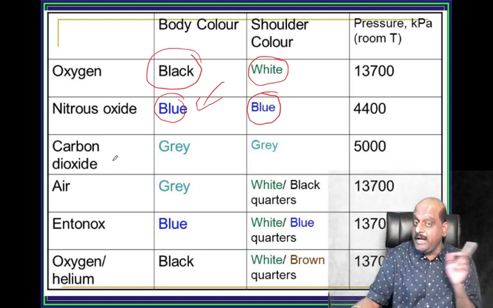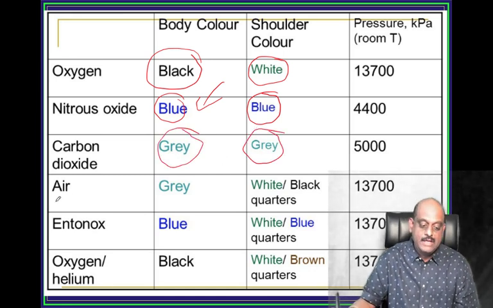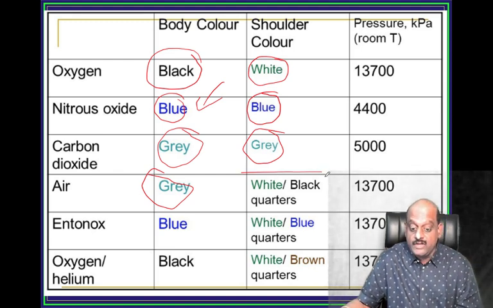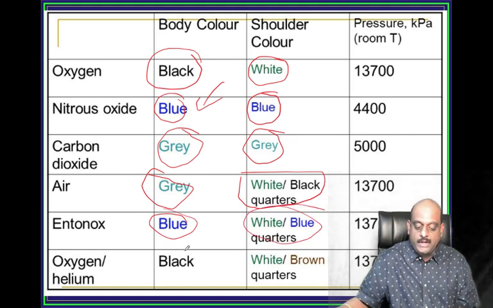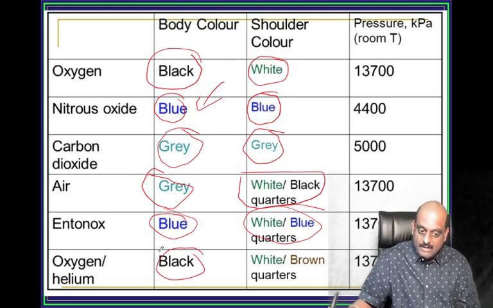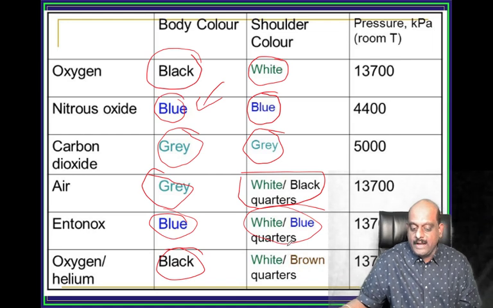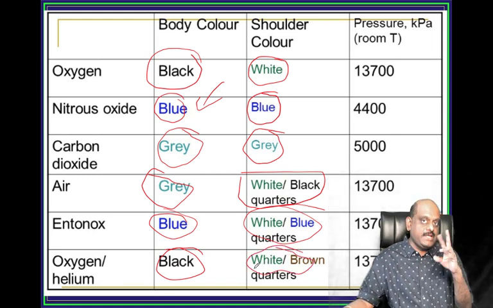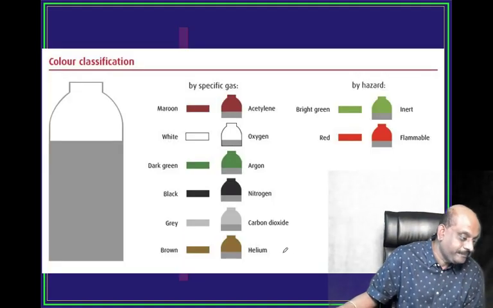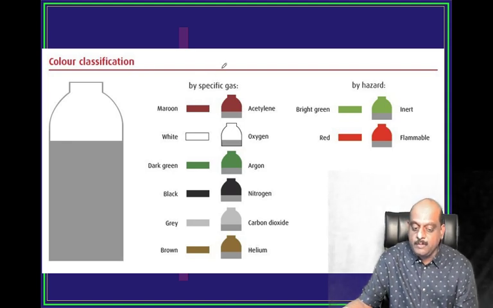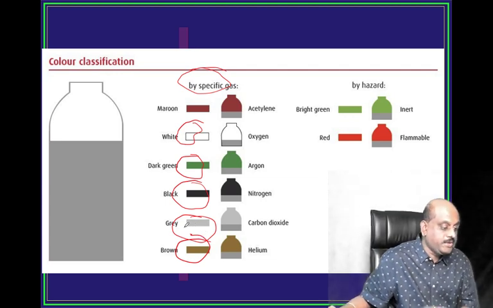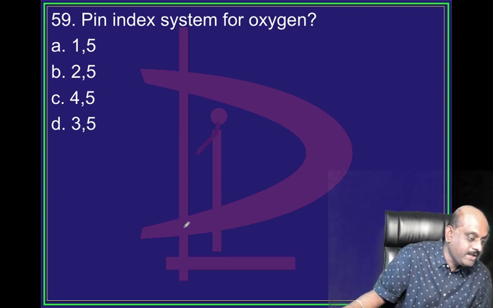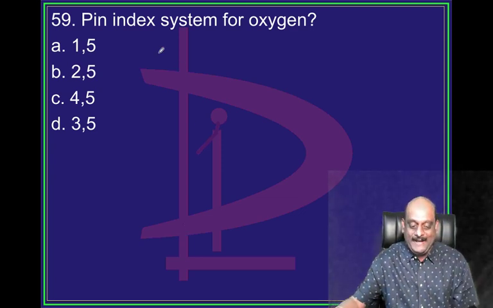Now, carbon dioxide, body is gray, shoulder color is gray. Air, body color is gray, shoulder is white or black quarters. Entonox is blue and white, blue quarters. Oxygen and helium, body is black and shoulder can be white or brown quarters. Oxygen helium mixture, that's what you need to remember. So doctor, once more, specific gas: oxygen is white, argon is dark green, nitrogen is black, carbon dioxide is gray and helium is brown. That is what you need to understand. Very good. Orange is cyclopropane. Beautiful.